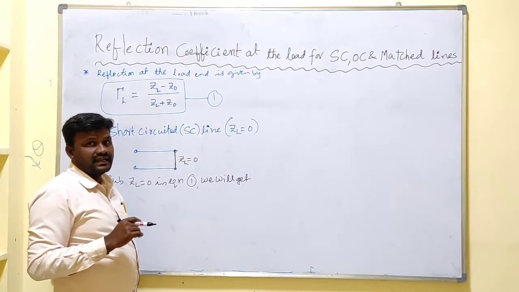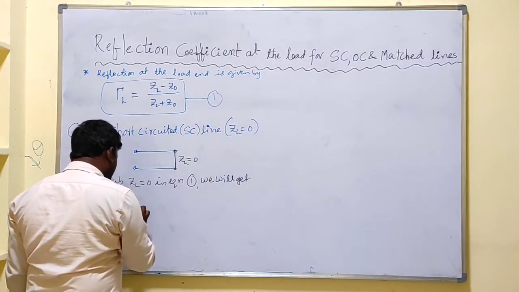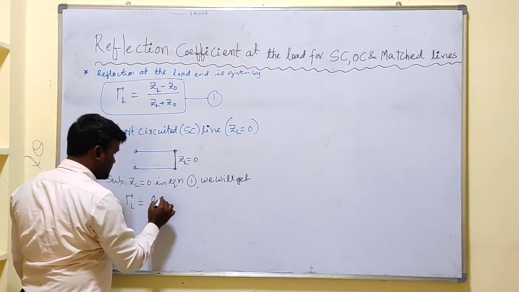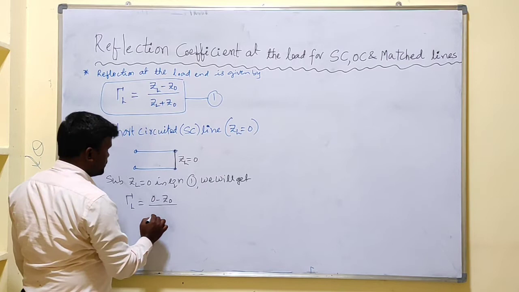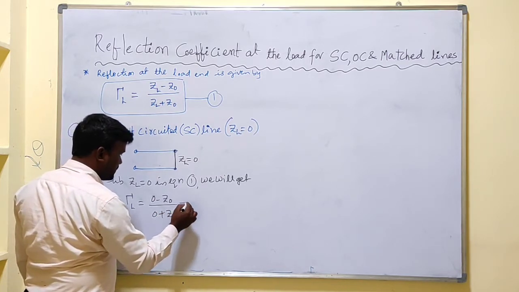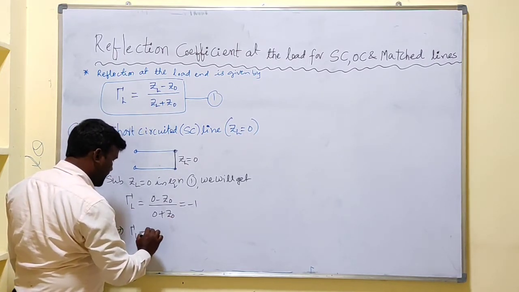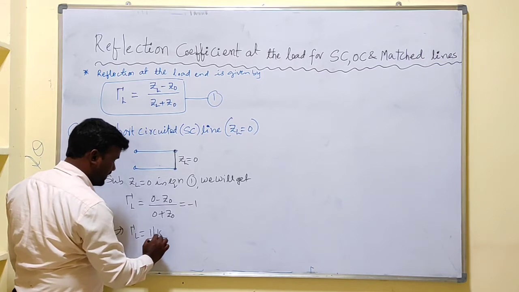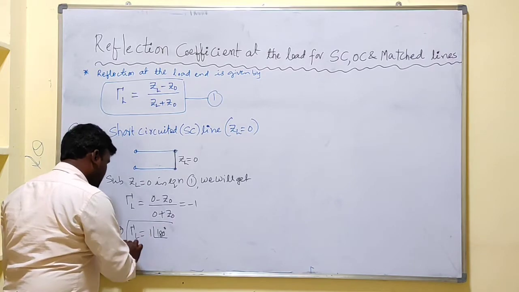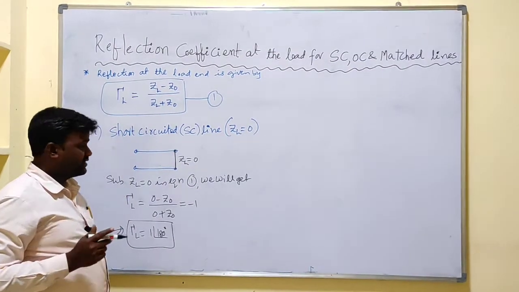We get the reflection coefficient at the load end for the short circuited line. If the line is terminated with a short circuit, gamma L equals 0 minus Z0 by 0 plus Z0, which is minus 1. We can write this as gamma L equal to 1 at an angle of 180 degrees. This is the reflection coefficient at the load end for the short circuited line.